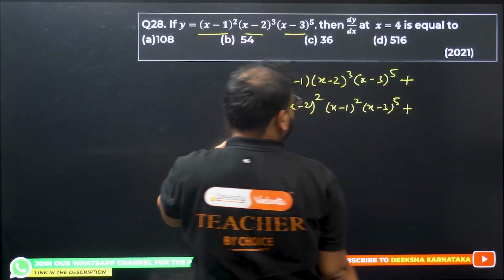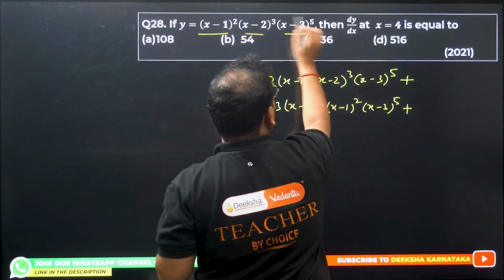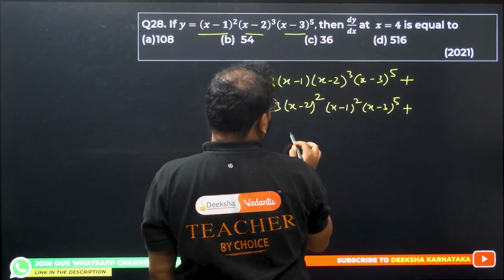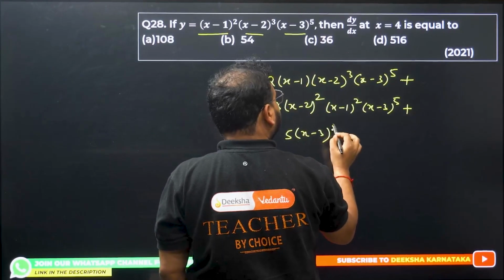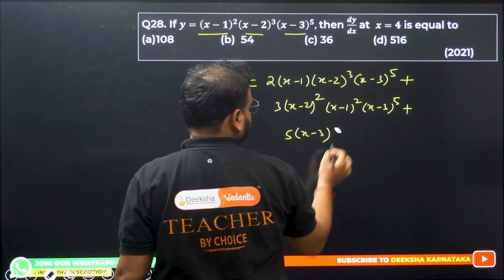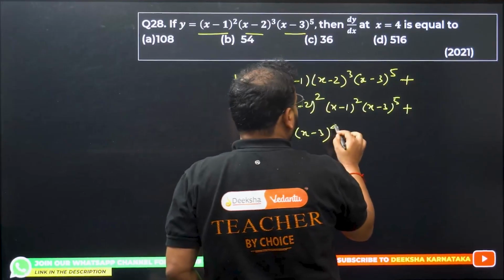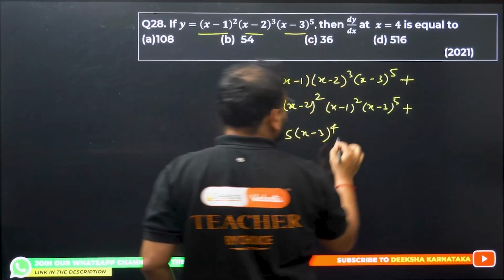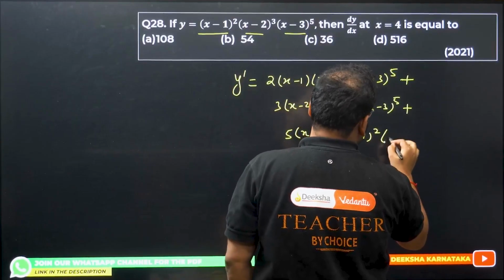Again we have a plus sign. Last time we're going to differentiate this last function. So we'll have 5 times of x minus 3 the power 4 actually. I wrote 5 by mistake. So this is nothing but 4 actually. Derivative of this, and the other two remain as they are. So I get x minus 1 the whole square and x minus 2 the whole cube.